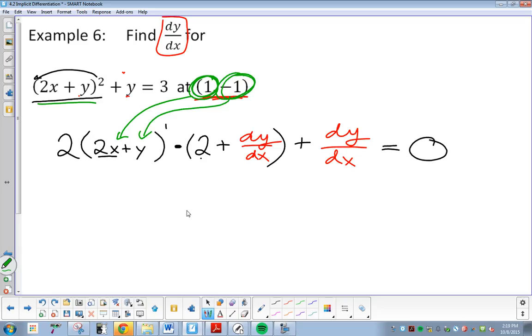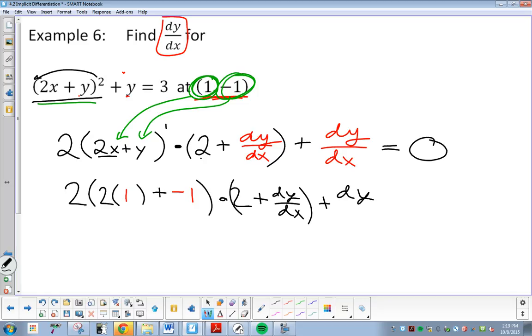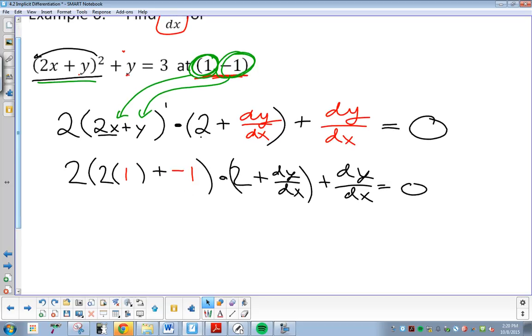So let's do that. So now my problem is going to be 2 times (2 times 1 plus -1) times (2 plus dy dx) plus dy dx. Okay, so all I did was plug in, and I'm going to try to simplify. Well, I've got 2 times 1 minus 1, so that's 2 minus 1, or 1, times 2, which is just 2. This whole thing just became 2. Way easier problem now.